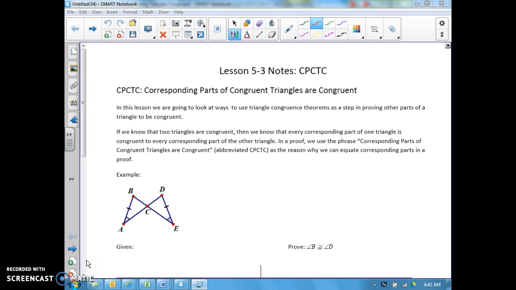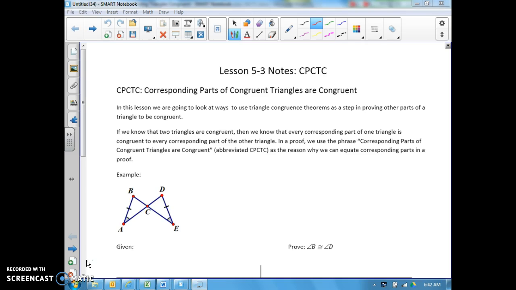And CPCTC stands for Corresponding Parts of Congruent Triangles Are Congruent. In this lesson, we're going to look at ways to use triangle congruence theorems as a step in proving other parts of triangles to be congruent. If we know that two triangles are congruent, then we know that every corresponding part of one triangle is congruent to every corresponding part of another triangle.